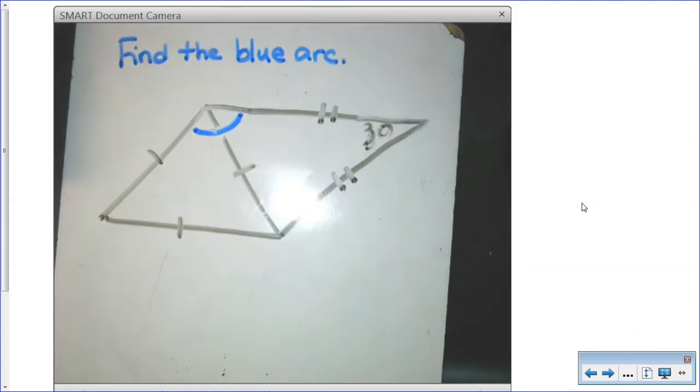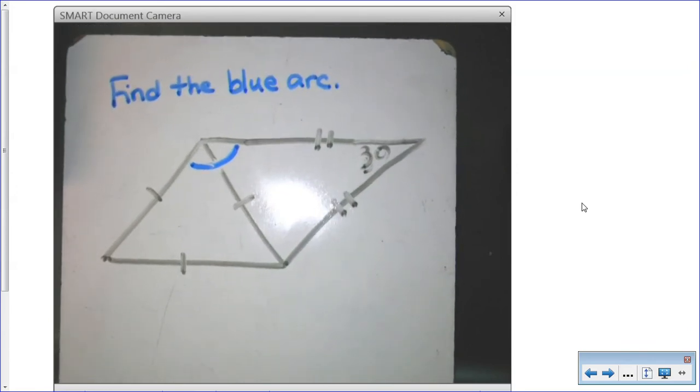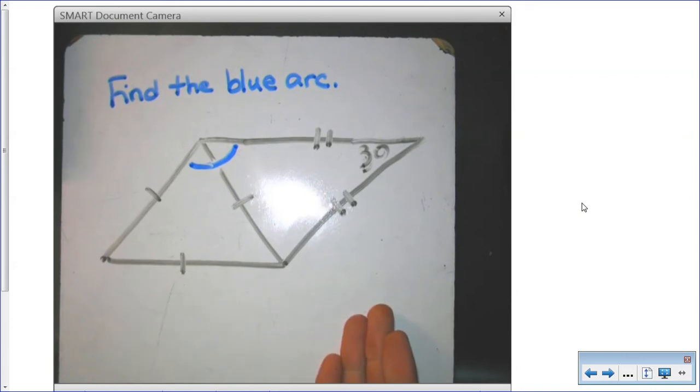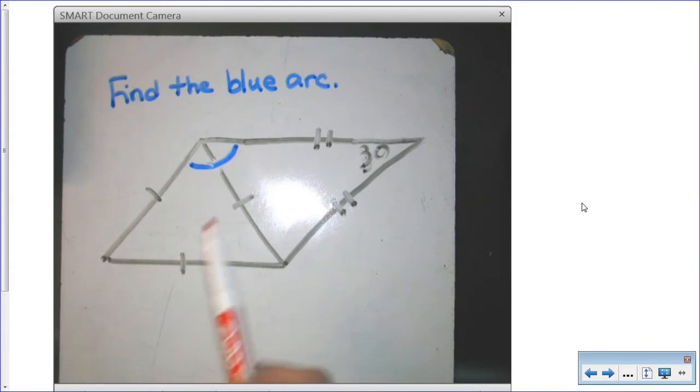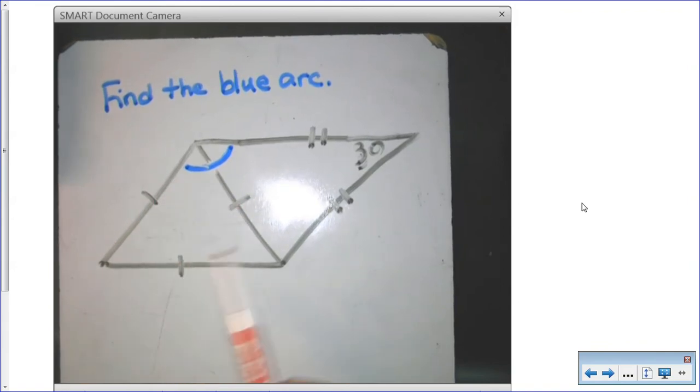Finally, we have one final example here, and we need to find the measure of the blue arc up here. Now, this might look like a parallelogram, and don't worry, we're going to get into parallelograms next week or later on, and we're going to take a look at the triangles inside. We see that there are one congruency tick mark on these three sides, so this is an equilateral triangle.